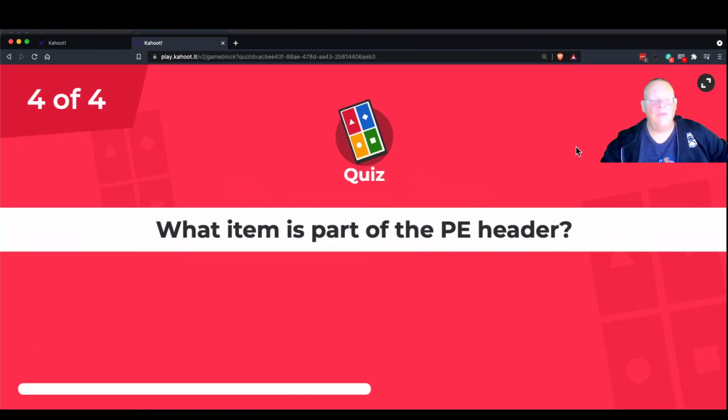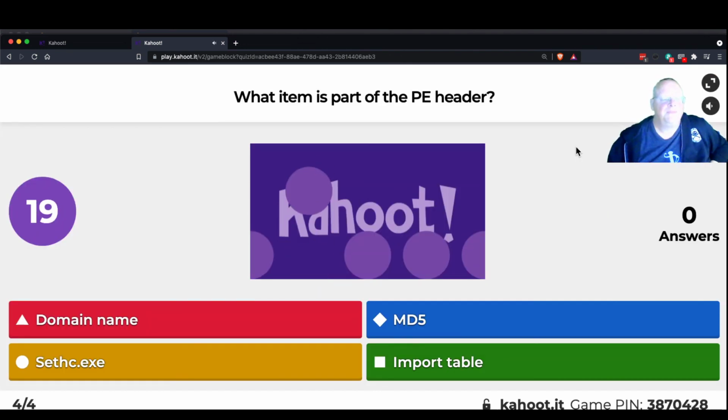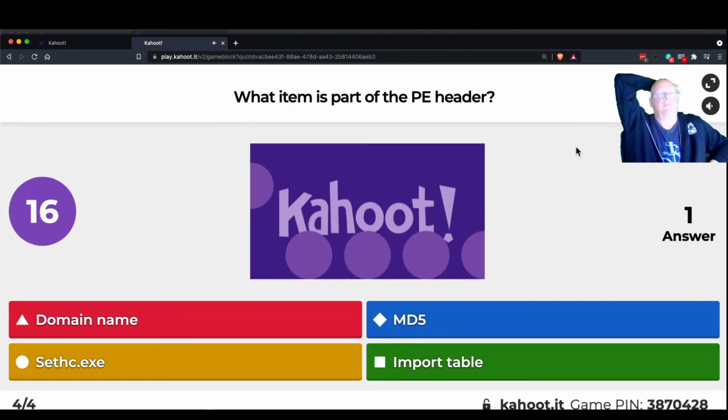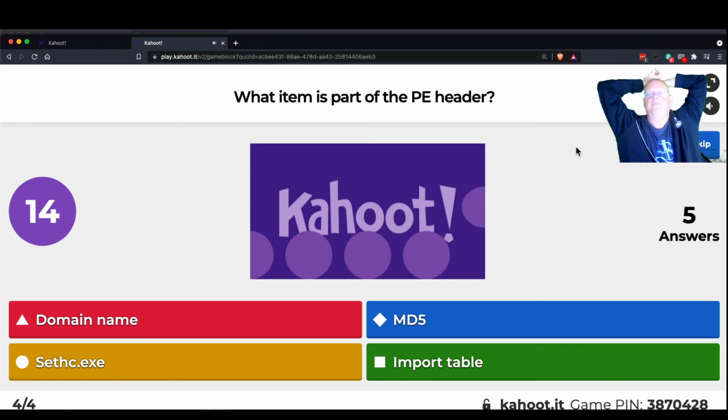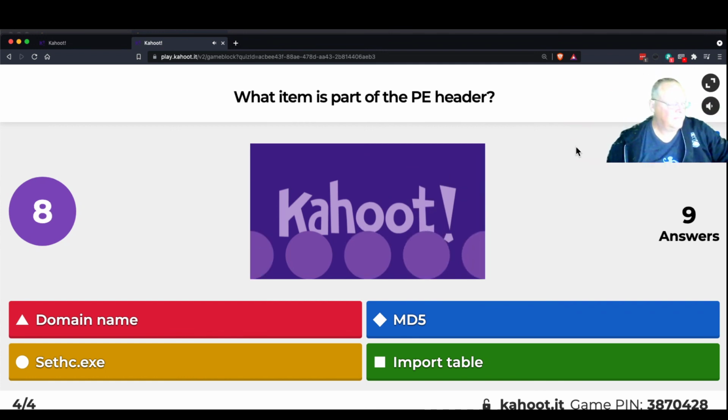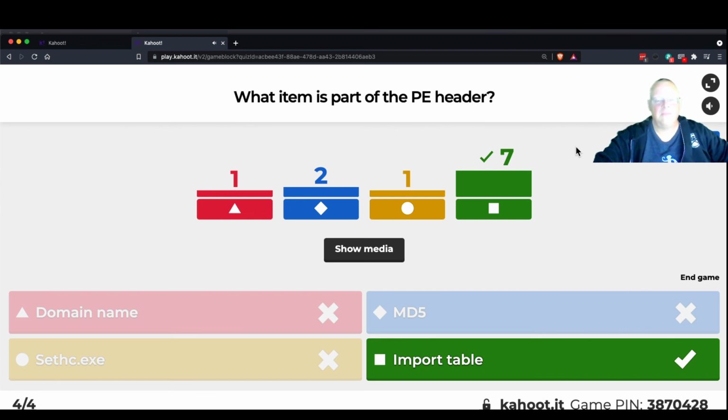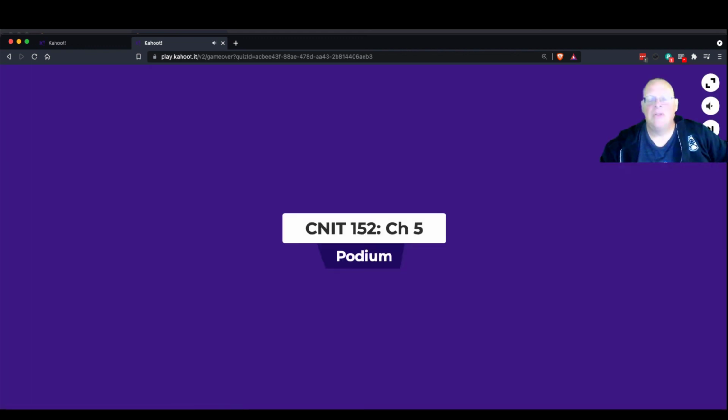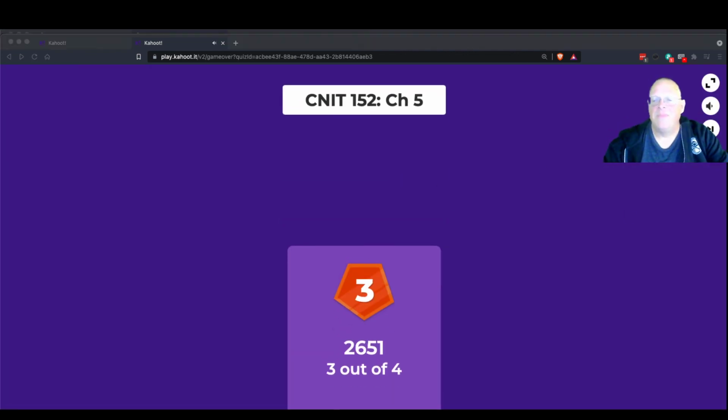All right, and which one of these is in the PE header? Yep, the import table. All the functions it needs to import from libraries, it needs that right when it first loads the program, whether it's malicious or legitimate. So it's part of the portable executable header.